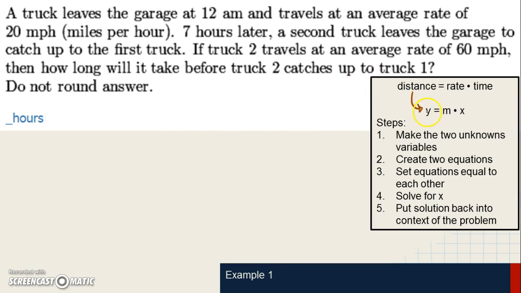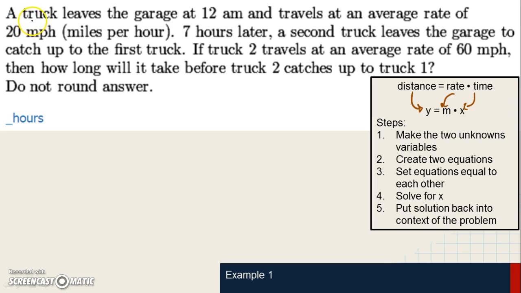Before we begin, remember that the distance formula is pretty much multiplying the speed something's going and the time that they've gone for together to figure out how far they've gone. Really, it's just y equals mx with more real world words. So anything that relates to distance is y, rate is slope, and time is x. So I'm going to go ahead and start reading this now.